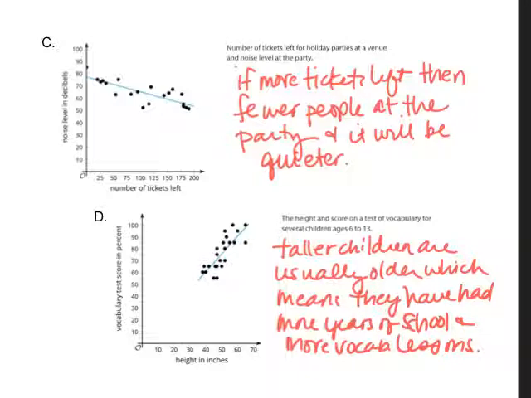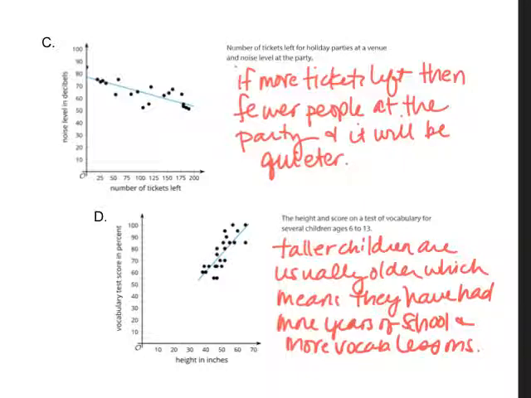In D, it says if a student's height in inches is greater, then they'll score better on a vocabulary test, in percentage score that they receive. And what I thought about here is taller kids are usually older, which means they've had more years of school and thus more vocab lessons. So they've done better on vocab tests.